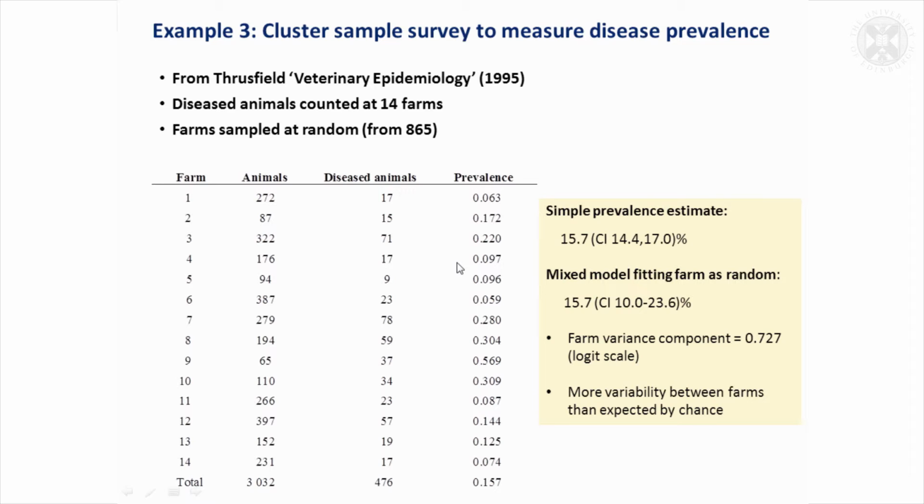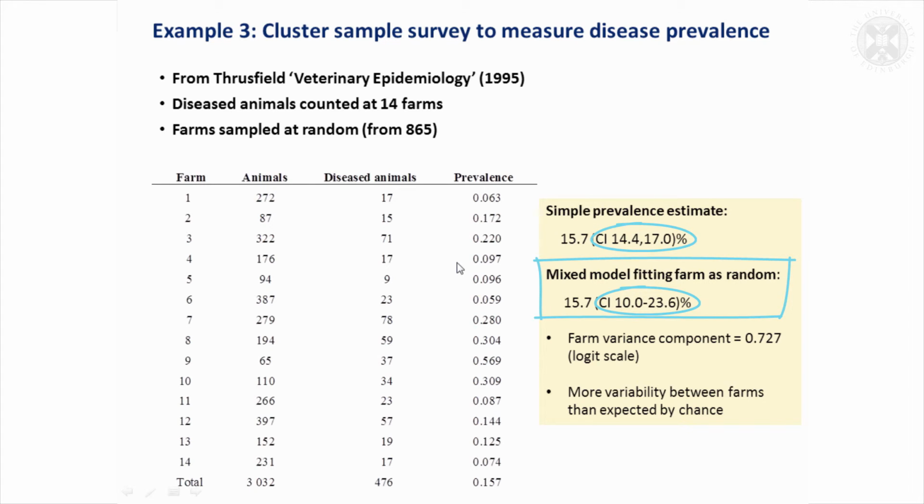But what we could also do is consider fitting a very simple mixed model with the farm effect as random. And if this is done, we get exactly the same overall estimate of prevalence of the disease, but we now get a wider confidence interval because the model found that there was more variation in the amount of disease between the farms than you would expect by chance. If the variation between all these farms was only what was expected by chance, this variance component would have been 0. So we've got a bit more than expected by chance, and that's reflected in this confidence interval, which is now a bit wider than it was before.